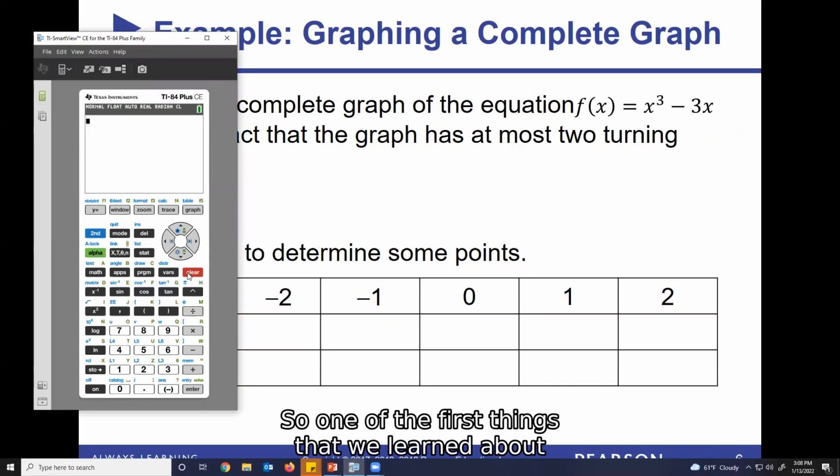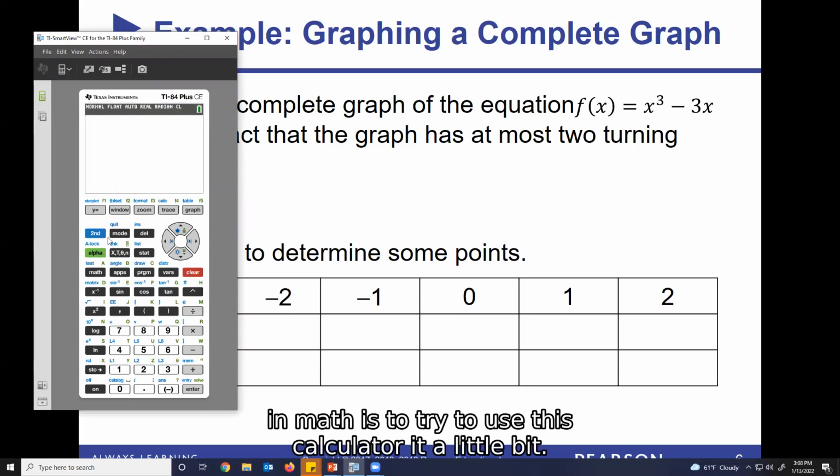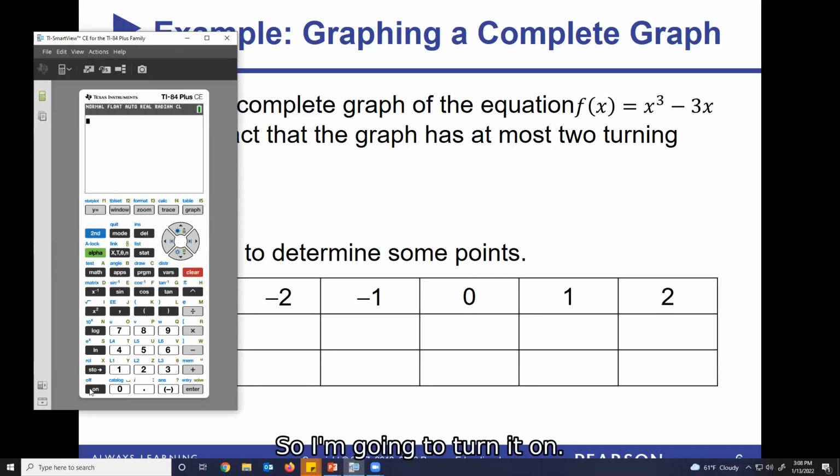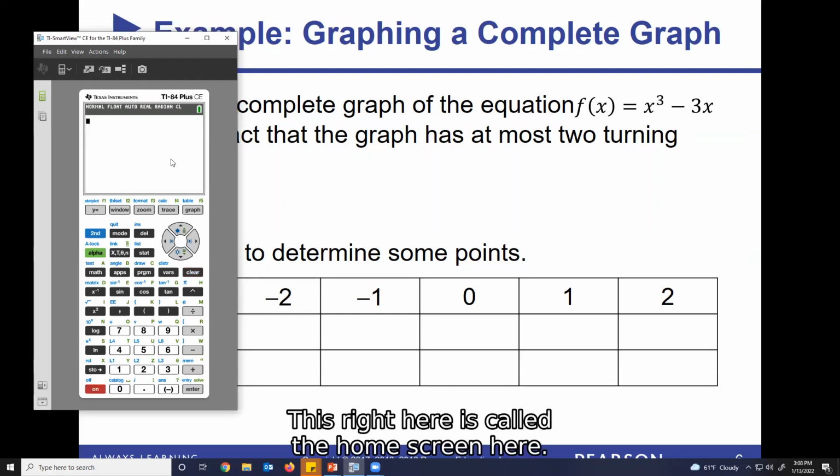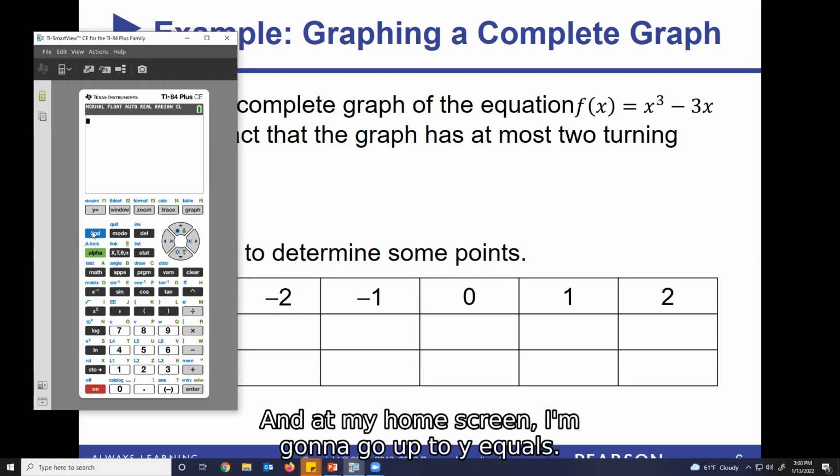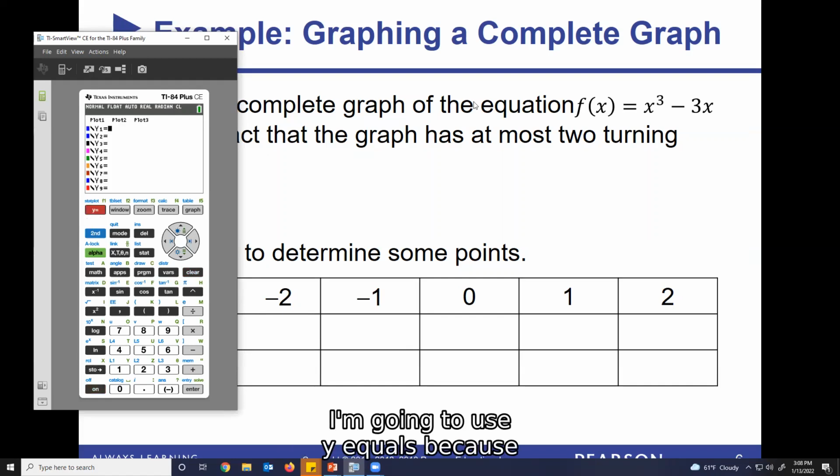One of the first things we learn about in math is to try to use this calculator a little bit. So I'm going to turn it on. It's on. This right here is called the home screen. In my home screen, I'm going to go up to y equals. I'm going to use y equals because remember, f of x is the same thing as y.